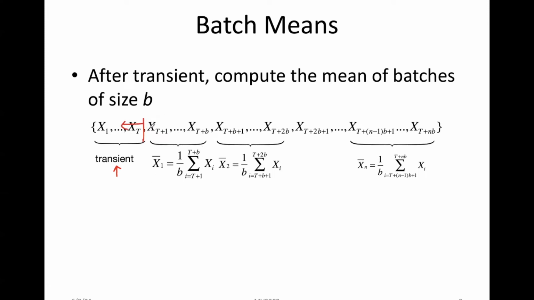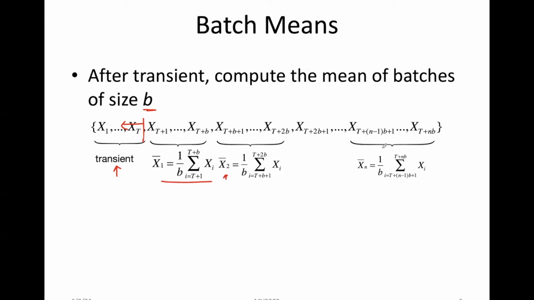But then once we've chosen our truncation point well enough so that we are more or less in steady state, then going forward, if our batch size is B, I'm going to take the first B observations after steady state and combine those to get one mean. So this is 1. And then I'll take the next B and take those averages, and that'll be the second observation.